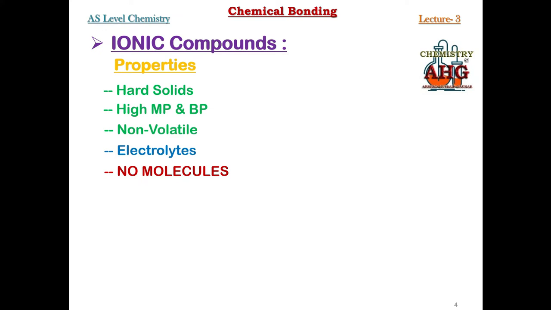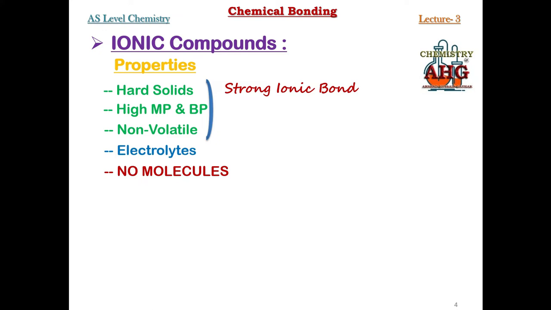Now if you are asked for an explanation for each of these properties, what explanation can you remember? For the first 3 properties, the reason is the same. You can remember why ionic compounds are hard solids, why they have high melting and boiling points, why they are non-volatile. The simple reason is that they have strong ionic bonds. They have strong forces of attraction between oppositely charged ions.